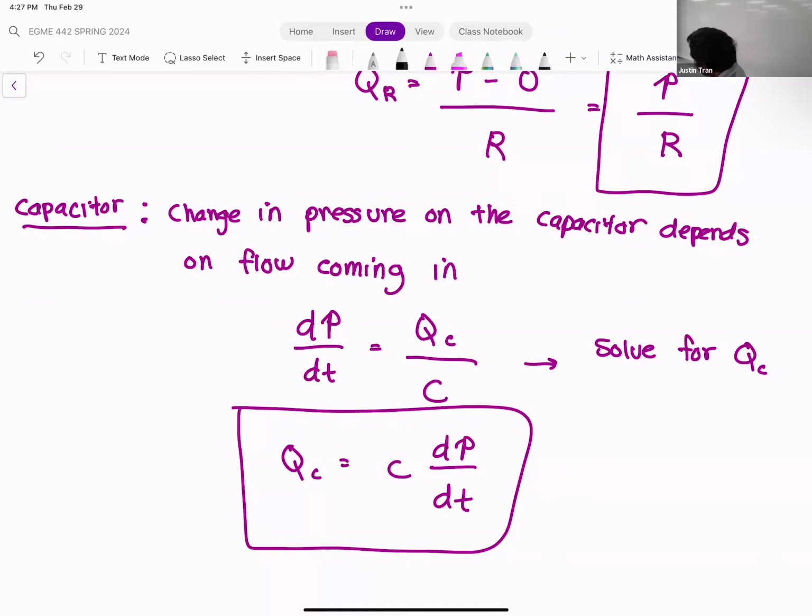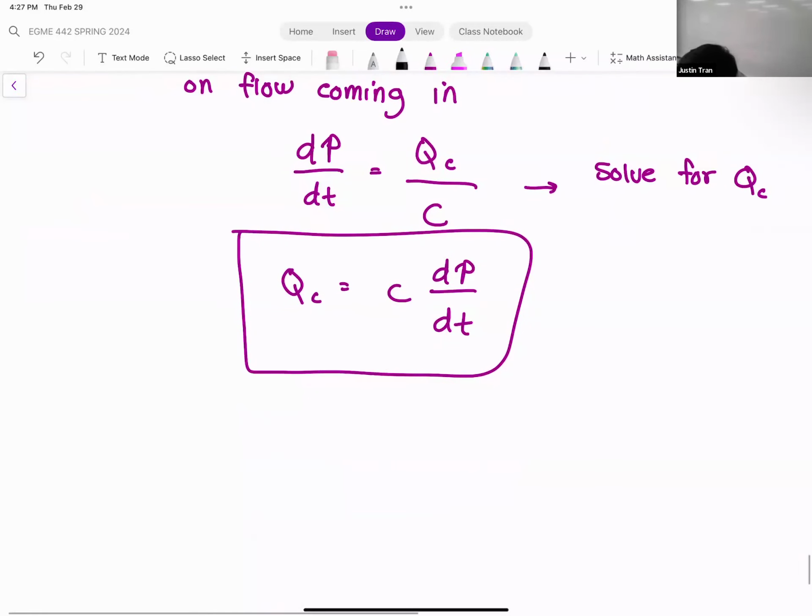Okay, so now that we have both expressions, let's go ahead and plug those back into our conservation of mass equation.